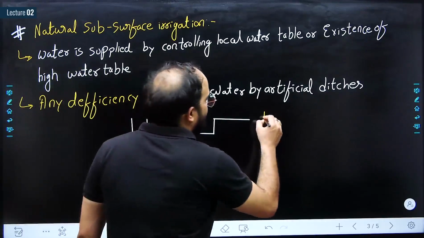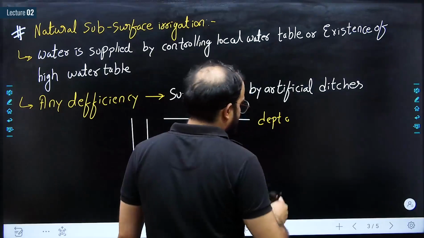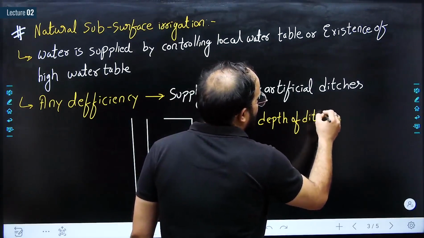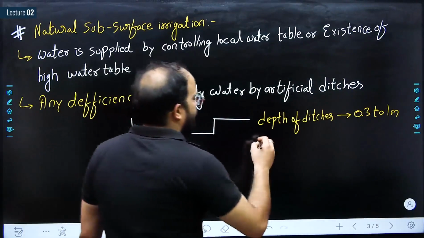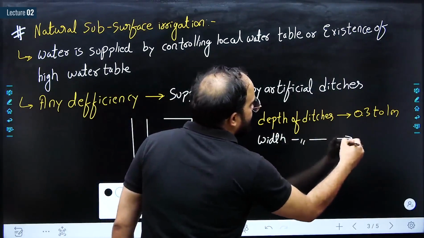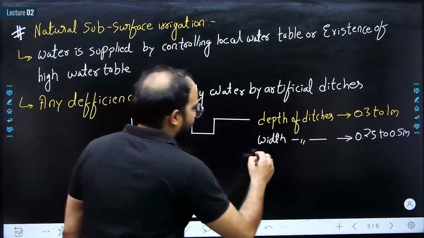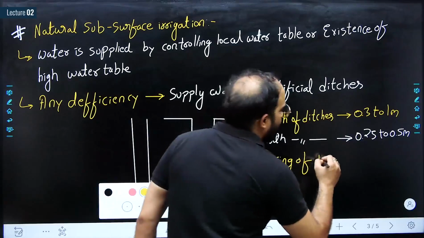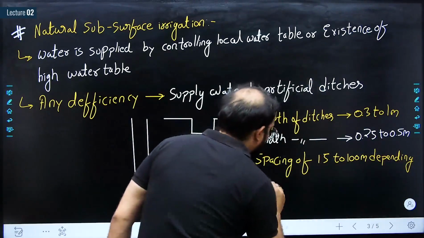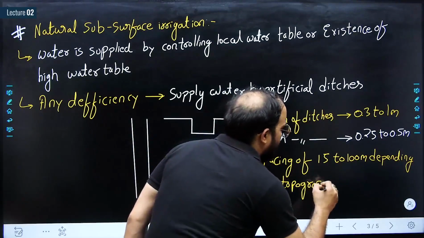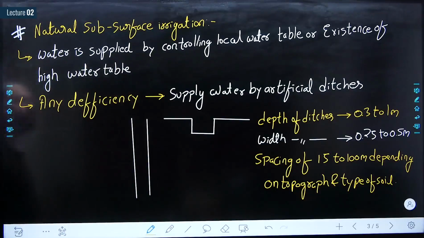So the depth of these ditches will vary from 0.3 to 1 meter. And the width of the ditches is like 0.25 to 0.5 meter. And these are spaced at a spacing of 15 to 100 meter, depending on topography and type of soil. So these are your natural subsurface irrigation.